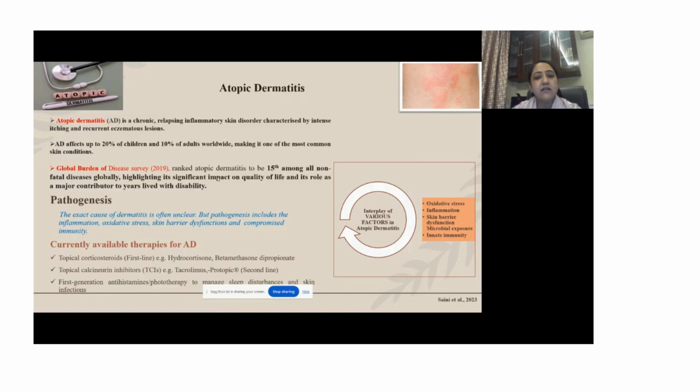Tacrolimus is available in the Protopic form, in concentrations of 0.03% and 0.1%. There are some side effects of this drug, but there are antihistamines and phototherapy available, which can manage the sleep disturbance and skin infections.